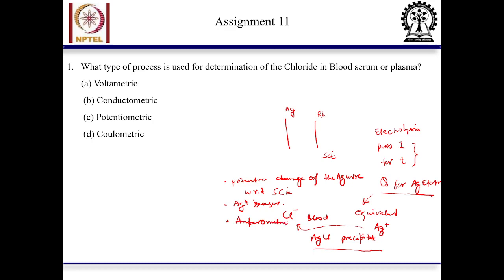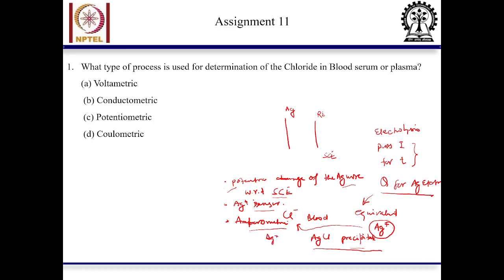Amperometric. So what happens in the first case is that once all the chloride ion is consumed, the silver ion concentration will increase. So accordingly, the potential of the silver wire will change with respect to the standard calomel electrode, so we can detect the endpoint. Or we can insert a silver ion sensor which can sense that there is an excess of silver ion. So that is the other way. Or it can be detected by amperometry, where there is a sudden change in current because of the generation of the silver ion. So there are three ways.